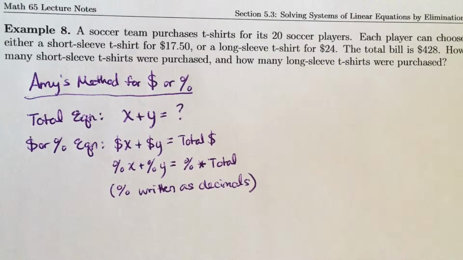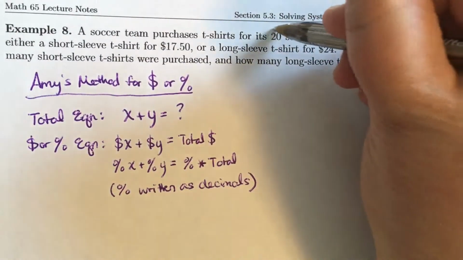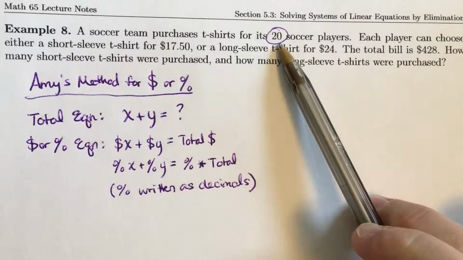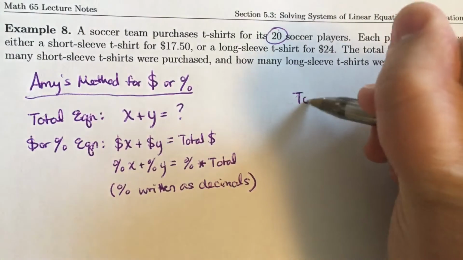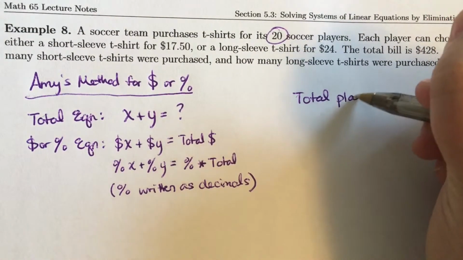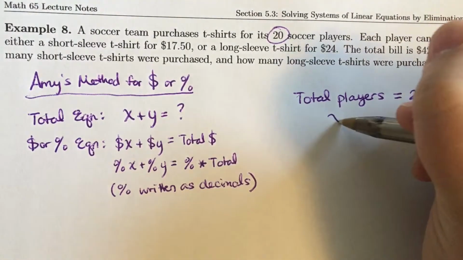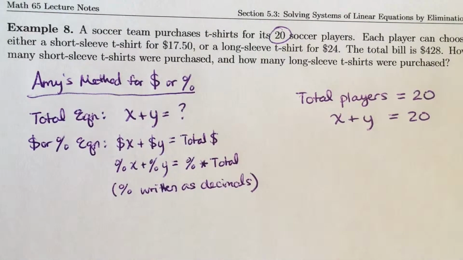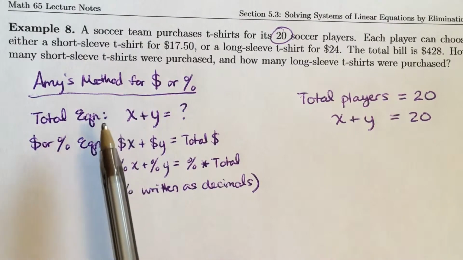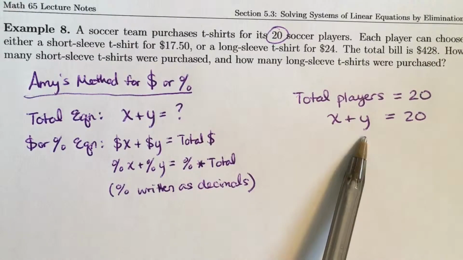So now that we know this structure, let's read through this problem and see how it fits. It says a soccer team purchases t-shirts for its 20 soccer players. So I'm seeing 20 seems to be an important number, but it's not money, it's the total number of players. So if the total number of players was 20, that means that x plus y equals 20. Now, I don't know what x and y are yet, but based on this way of organizing word problems, I'm guessing that that's going to be one of my equations. Now we've got to figure out what x and y are.